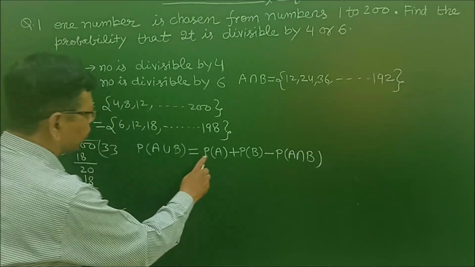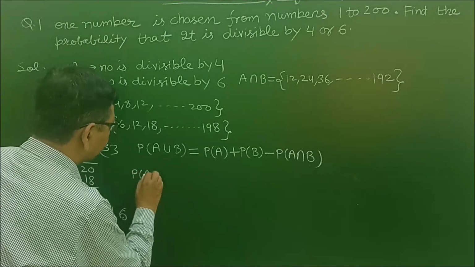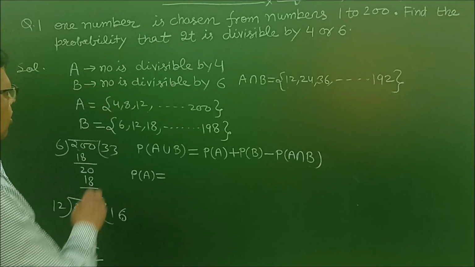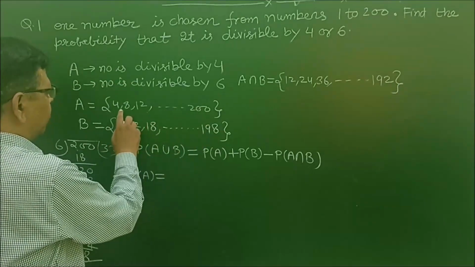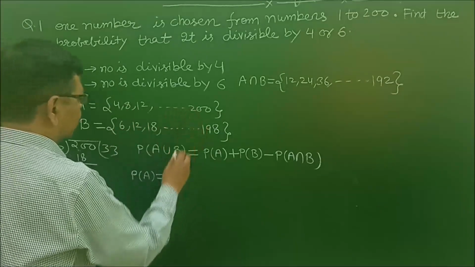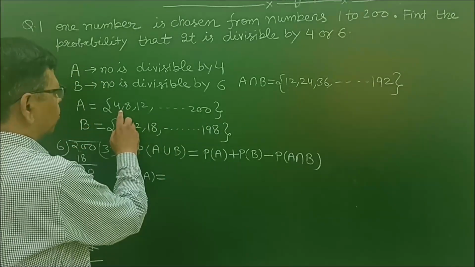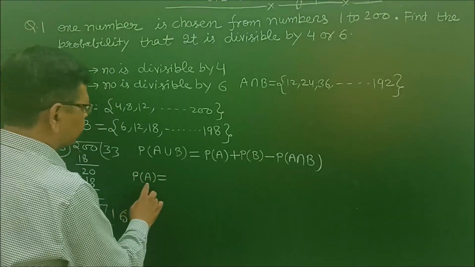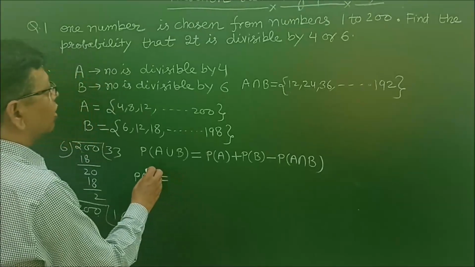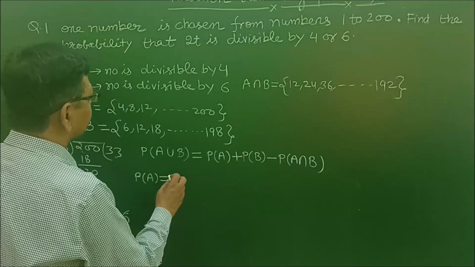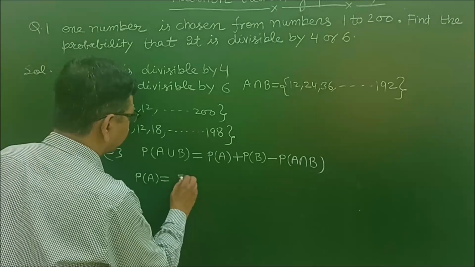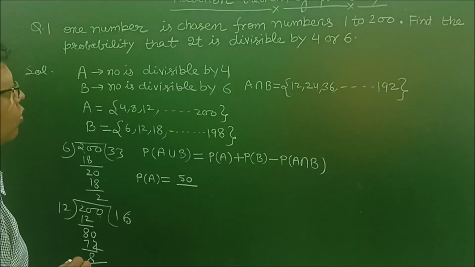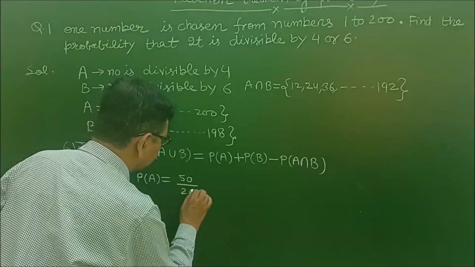Now let us find the individual probabilities. First, the probability of A, that is the number is divisible by 4. From 4 to 200, how many numbers are there? 4, 8, 12 up to 200. Their number will be 200 divided by 4, that is 50. So probability of A will be 50 upon 200, since the total numbers from 1 to 200 are 200.